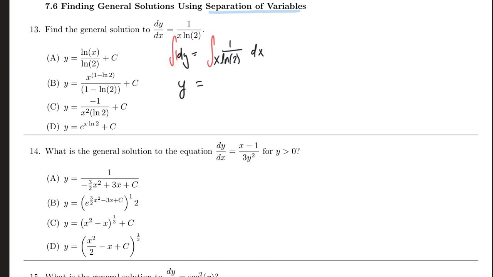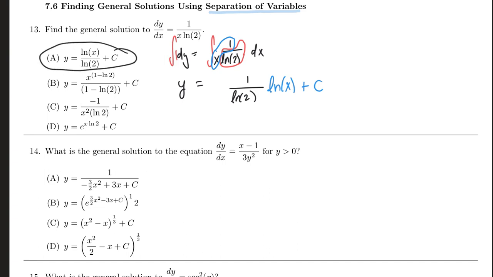On the right-hand side, it looks really complicated because there's this natural log of 2. But 1 over the natural log of 2 is just a constant. Natural log of 2 is just a number, so that's just going to stay there. And then the antiderivative of the 1 over x part is the natural log of x, plus c. So it looks really complicated, but if you just think about natural log of 2 as a number, it just stays there. And then that's a.